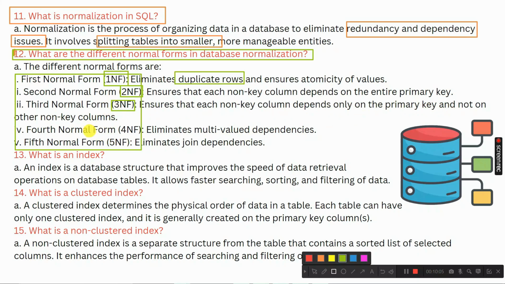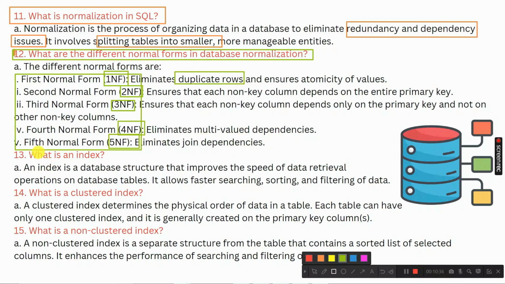Okay, next is 4NF, or we can say fourth normal form. So fourth normal form is used to eliminate the multi-valued dependency. Alright, the next is fifth normal form. Fifth normal form is used to eliminate join dependency. So these are the 5 different normal forms that we have in SQL.